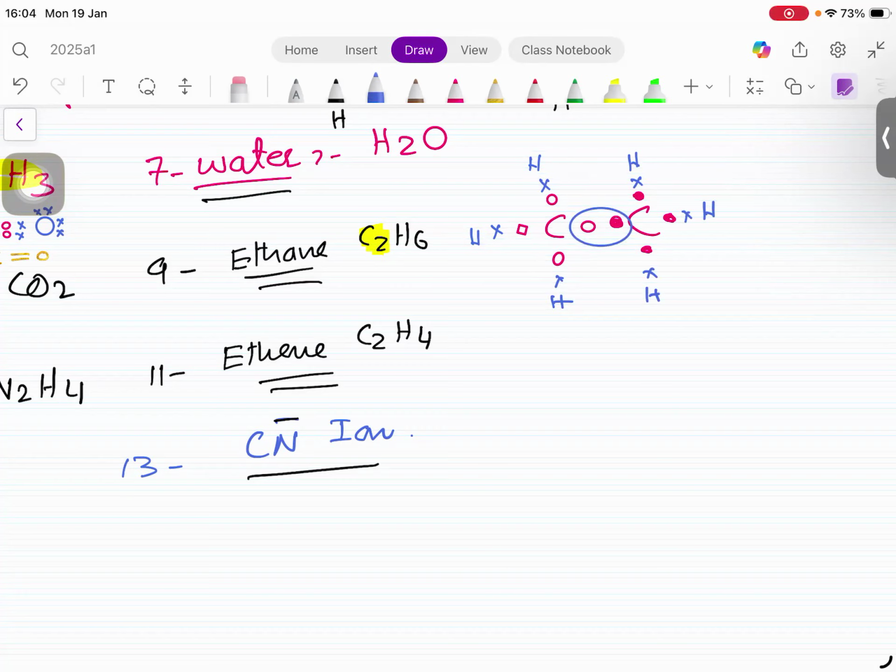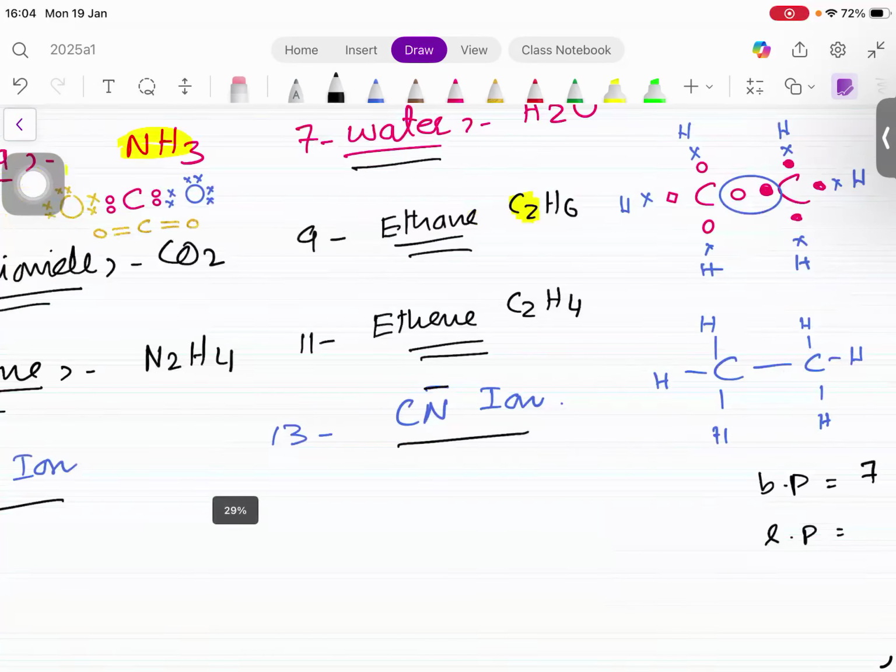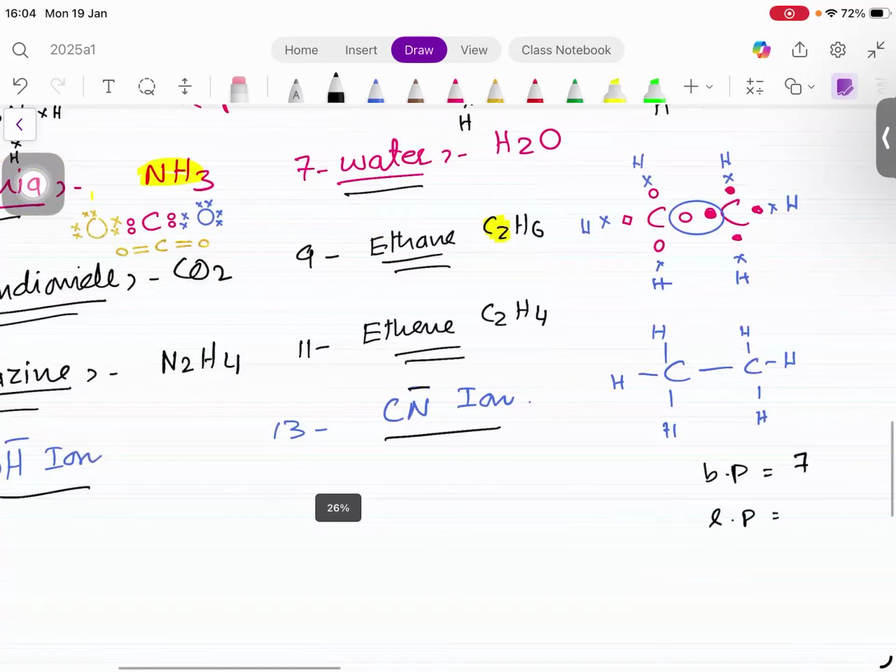Here it is. Okay? So C, this is H, this is H, this is H, and similarly, got it? 6 bond pairs or 7 bond pairs. How many? 7. And lone pair? No lone. Hydrazine. Anyone for the hydrazine?